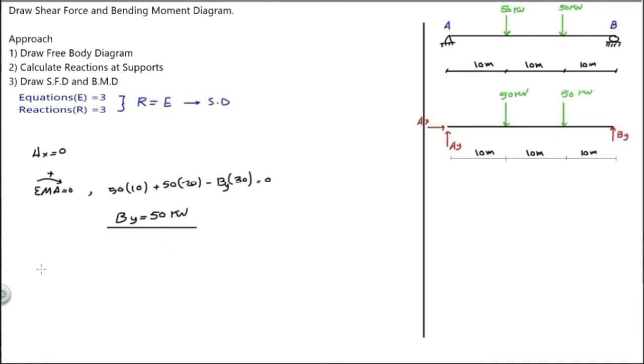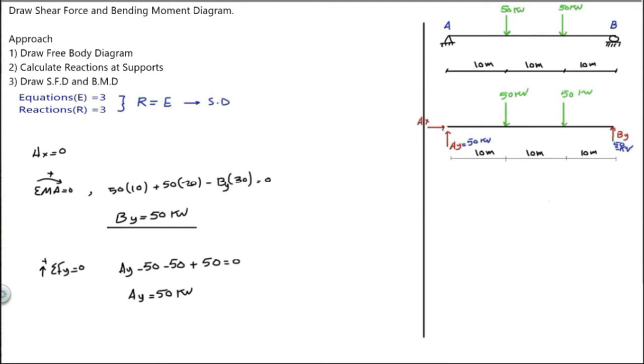Let's calculate Ay by sigma Fy equals 0. So we have Ay minus 50 and plus the reaction, which is 50, equals 0. So Ay equals 50 kilonewton. Maybe some of you noticed that this is a symmetric beam. So from the very beginning, you will know that the reactions will have the same values.